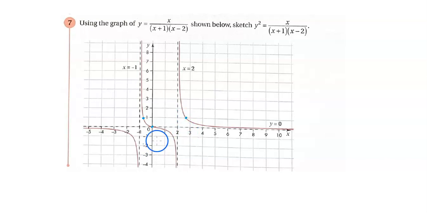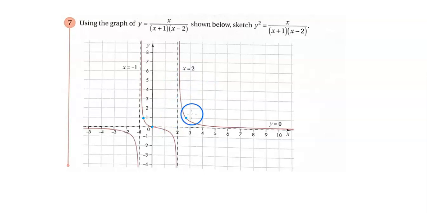Same over here. Anything negative we can ignore, so we don't need to worry about anything to the left of the x equals negative 1 asymptote, or between 0 and x equals 2, because all of those are negative values.